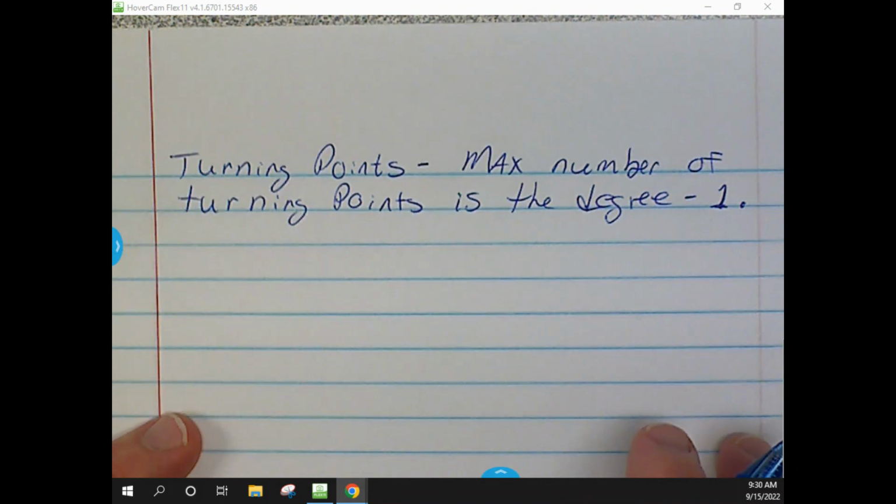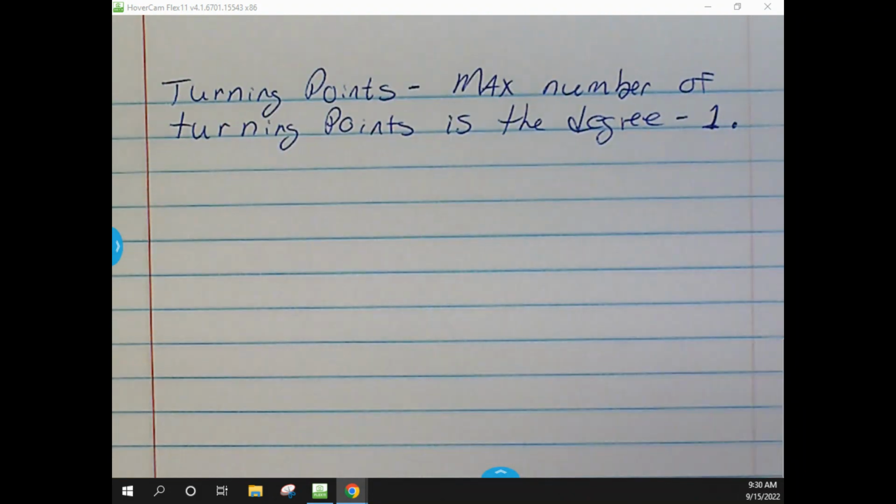So if you start off with x to the third, the most turning points you can have, if your leading term is x to the third, would be 3 minus 1, which is 2 turning points. If it's x squared, the most turning points you could have is 2 minus 1, which would be 1. And if it's x to the first, which is a linear straight line, 1 minus 1 is 0. There's no turning points because we know it's a straight line.